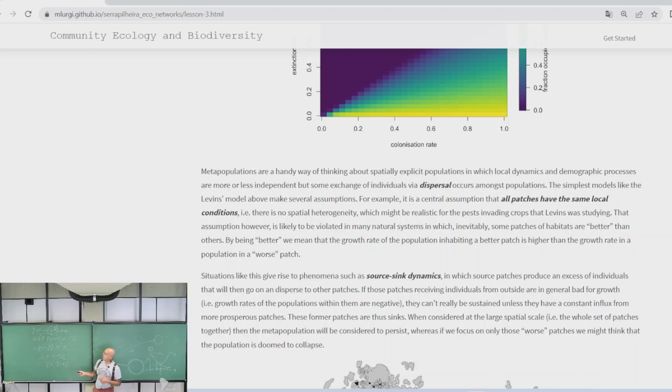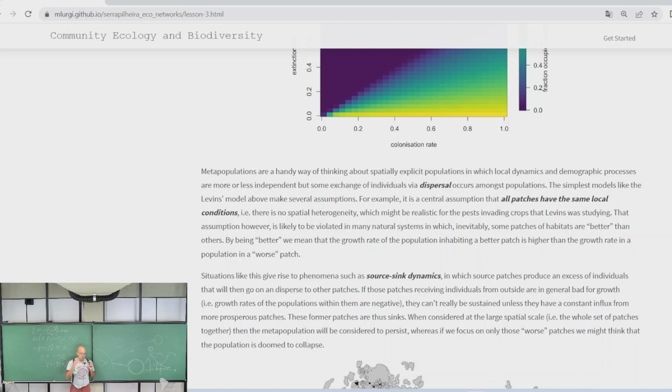And by doing that, one of the most interesting results in metapopulation biology is that when you have heterogeneity across your patches, so they are connected in different ways and local conditions are different for the species at different locations, then you can get phenomena like source sink dynamics, in which a population might survive at the regional level because good patches can give the surplus of individuals to bad patches.